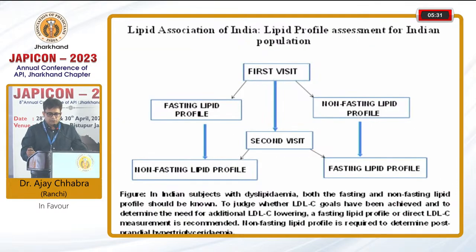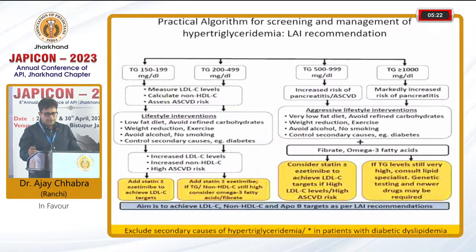This is the Lipid Association of India lipid profile assessment for the Indian population, the first and the second visit, how you should check the patient's fasting and non-fasting lipid profiles. This is a practical algorithm for screening and management of hypertriglyceridemia. These are Lipid Association of India recommendations, and they clearly state that in all the stages of lipid management, you should aggressively treat triglyceride levels, especially if it is more than 500. You should aggressively treat them with drugs. Just lifestyle intervention is not good enough. We need drugs to treat them.